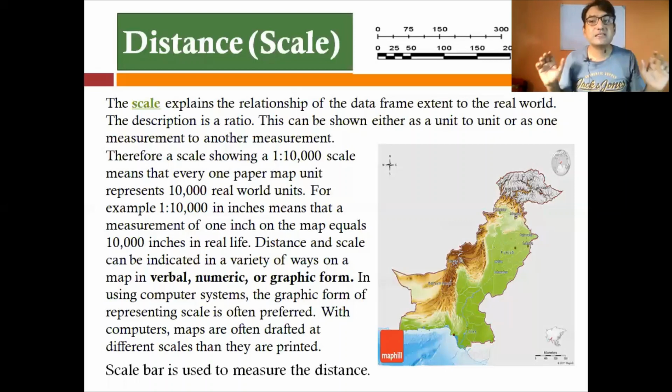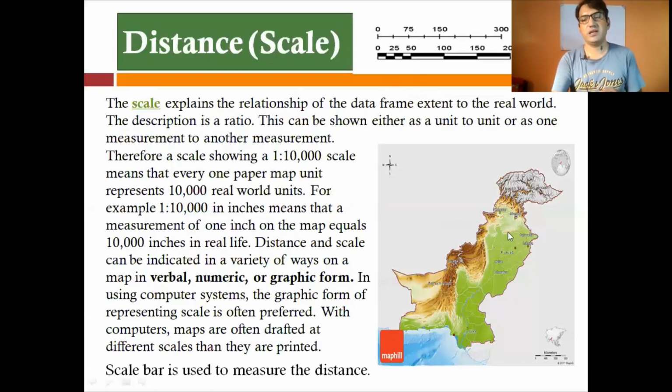So the scale is very important on the map, so we can easily ascertain not only the distance but the area of that feature or that place of the earth. Distance and scale can be indicated in a variety of ways on a map, in verbal, numerical or graphical form. So I will make another video on the scales, types of scale, and how scales are represented on the map. So a scale bar is used to measure the distance. So this is the scale bar you mostly see on the map.